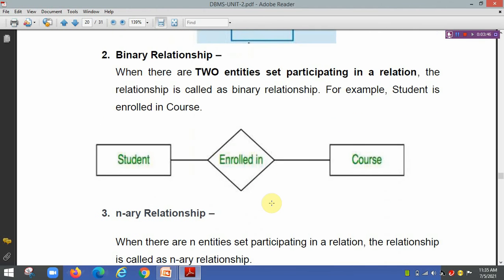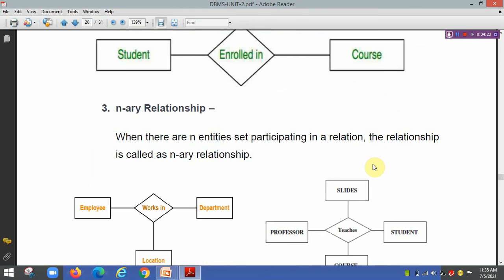Next one is the binary relationship. When 2 entity sets participate in a relation, the relationship set is called a binary relationship. For example, student is enrolled in course. Here student is an entity, course is an entity. In between the 2 entities, one relationship is created which is enrolled in. In this relationship 2 entities are participating and it creates a relationship. So student is enrolled in the course. This is known as a binary relationship.